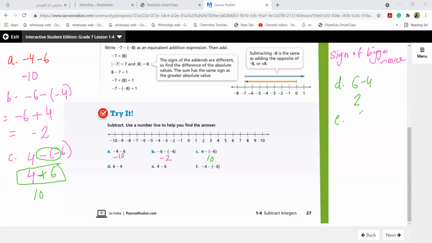Number E. 4 minus 6. 2. Very good. Which one is big here? 6. Next to 6, what is it? Minus sign. See the sign of the bigger number. See the bigger number and then the sign of that number. If 4 was bigger, for example, then you would have taken the other sign.